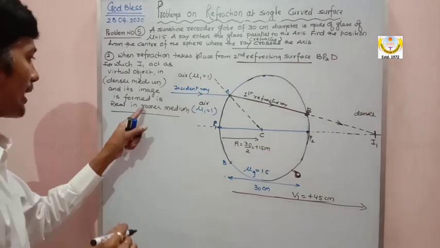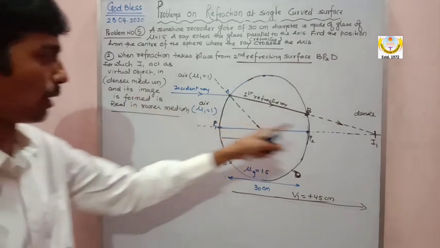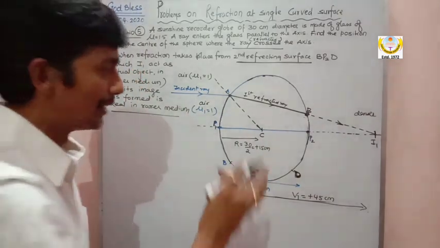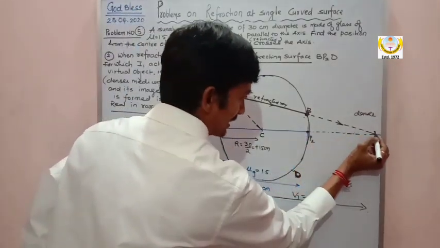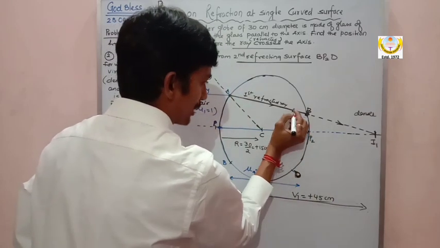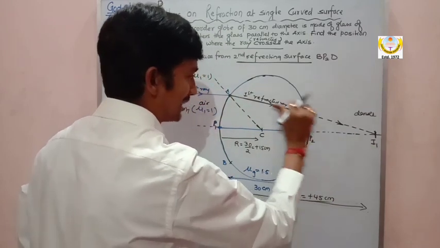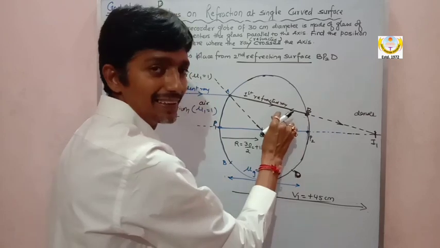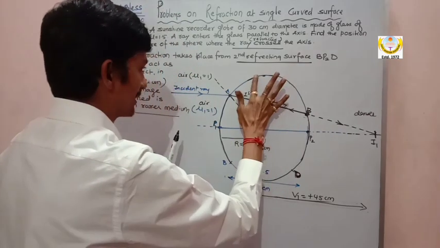Now, how can you say, sir, the image is in the rarer medium, because the object is also there and the image is also obtained there? No, this image I1 now acts as the object. So suppose it went inside the denser medium because this is glass. Now you forget this surface.